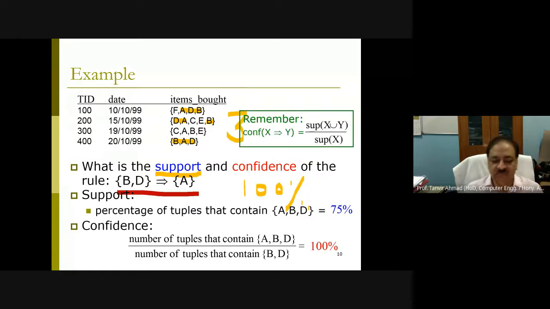Now, this is the formula: if you want to find the confidence of any rule, x implies y, you can find the support of x union y divided by support of x. Okay, this is a simple formula. That means you have to find the support of all the items in the rule divided by the support of the items on the left hand side of the rule.